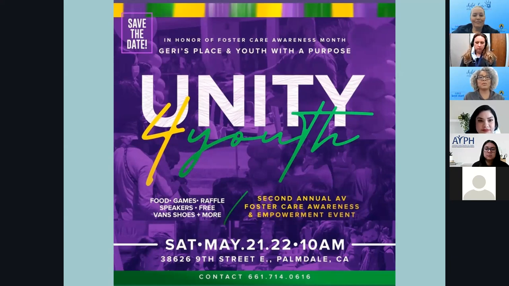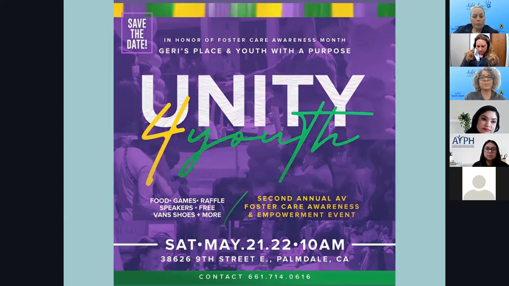One last one, we have our Unity for Youth taking place this Saturday as well. If you're interested or know any young people that are interested, make sure you get this information. It will be at 38626 9th Street East in Palmdale. The contact information is listed below.